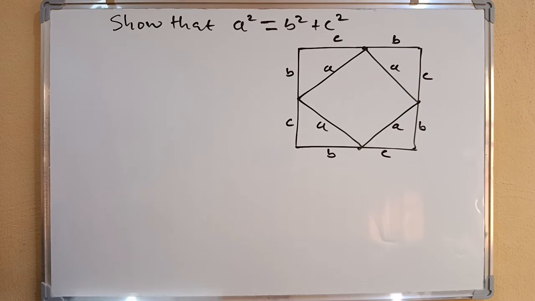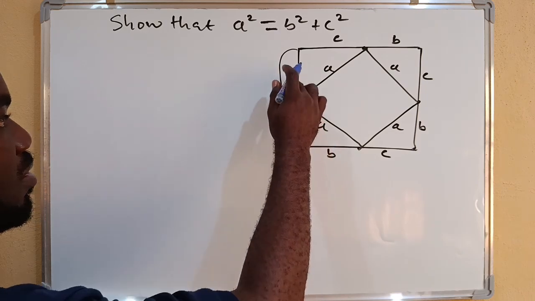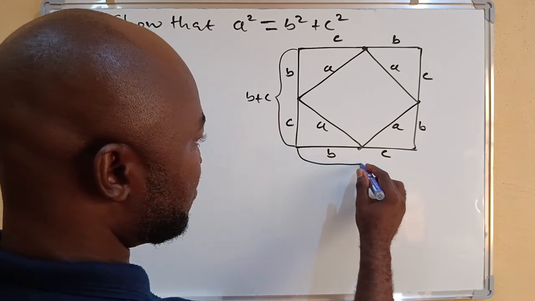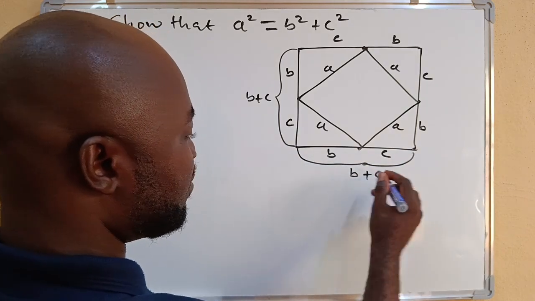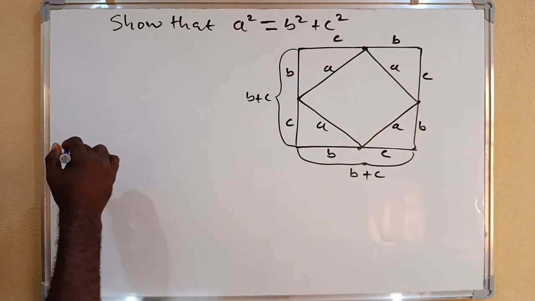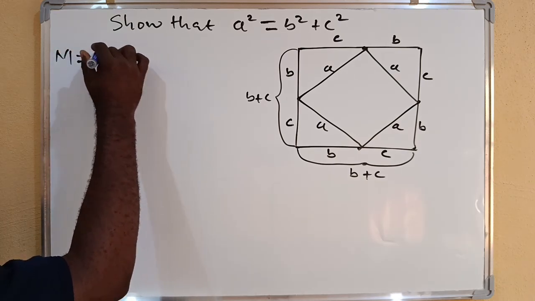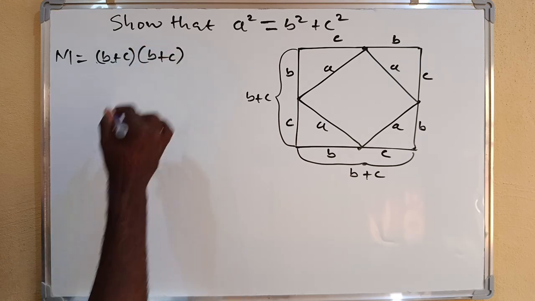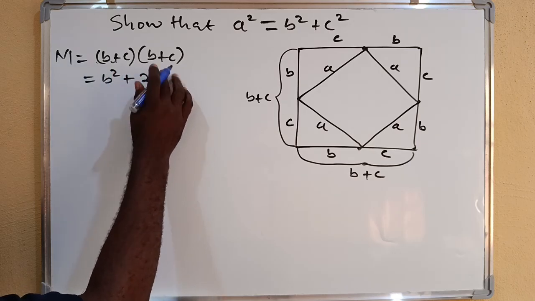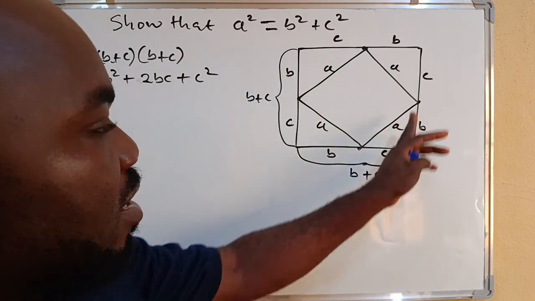Now the next part is going to be using the whole of this, which, as you can see, is B plus C. And the whole of this, as you can see, is also B plus C. So the area of this entire square, I'll call it M, will be B plus C multiplied by B plus C. So if I expand this, I'm going to have B squared plus 2BC plus C squared. That is the area of the entire square.